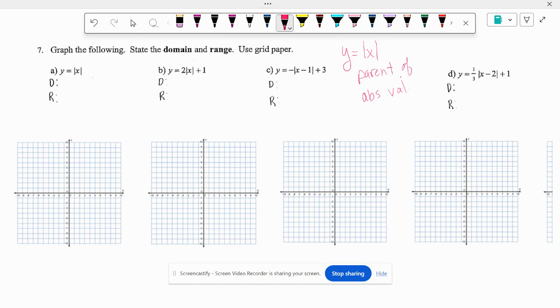So I'm going to make a table of values just to get you started. If I let x equal negative 3, the absolute value of negative 3 is 3. If I let x equal negative 2, the absolute value is 2. If x equals negative 1, the absolute value is 1. If x equals 0, the absolute value of 0 is 0. If x equals positive 1, the absolute value is 1, positive 2, 2, positive 3, 3. So it really just looks like this. That is what the absolute value graph looks like. It makes a V.